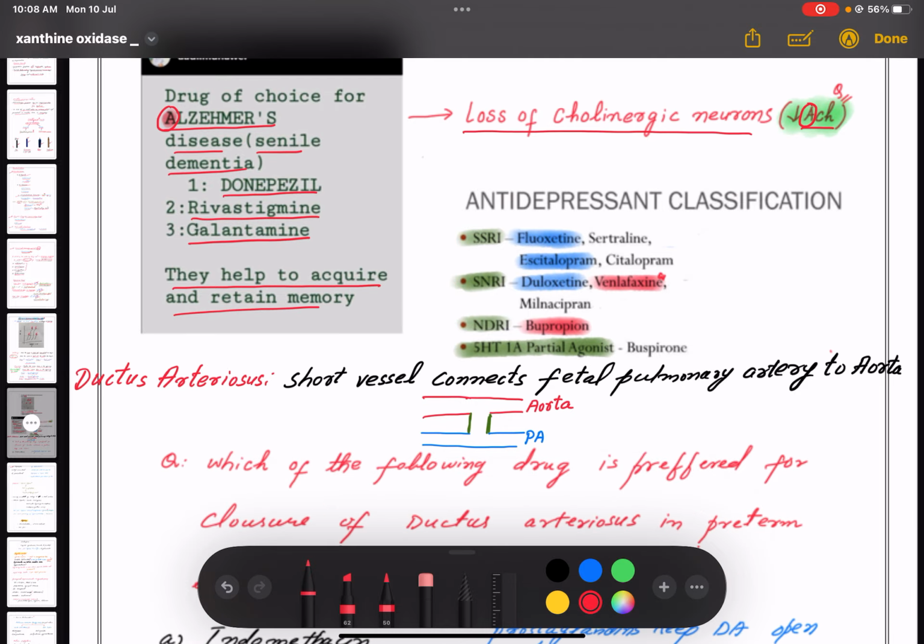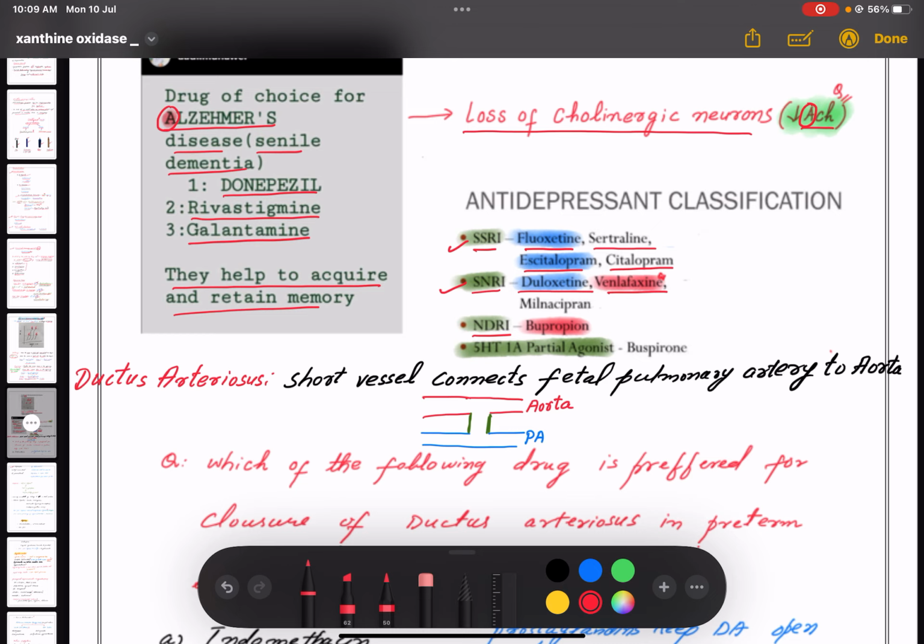Now let's see the antidepressant classification of drugs. We have SSRI, SNRI, NDRI, and 5-hydroxytryptamine 1A partial agonist. SSRI means selective serotonin reuptake inhibitors, which include fluoxetine, escitalopram, and sertraline. The highlighted drugs are very important to remember. Then we have SNRI, serotonin noradrenaline reuptake inhibitors, which include duloxetine, venlafaxine.